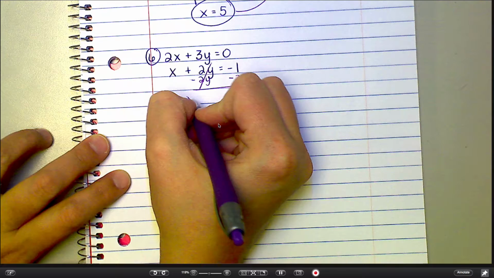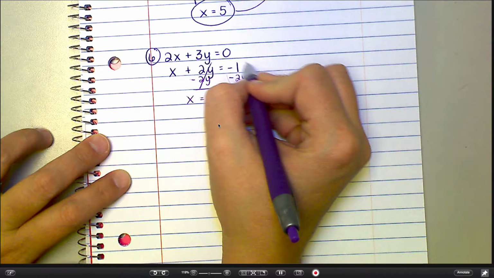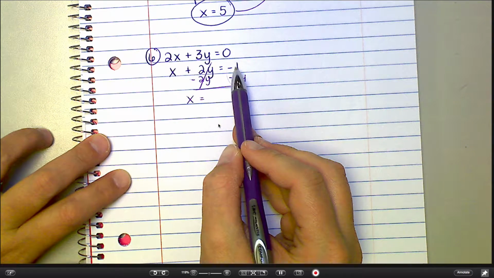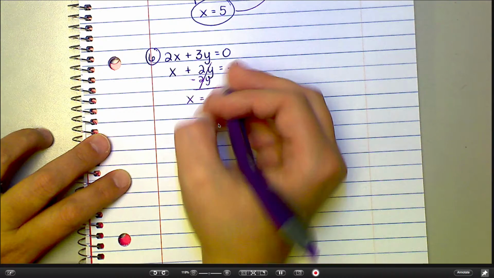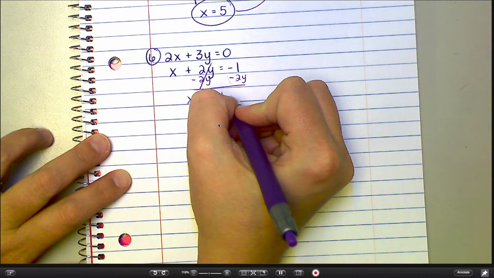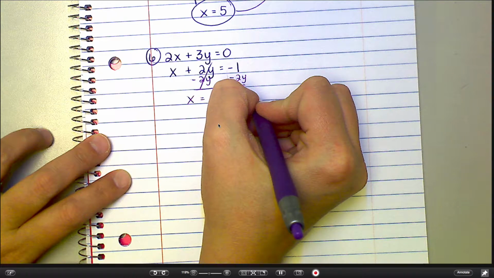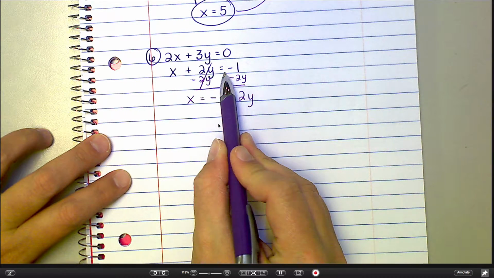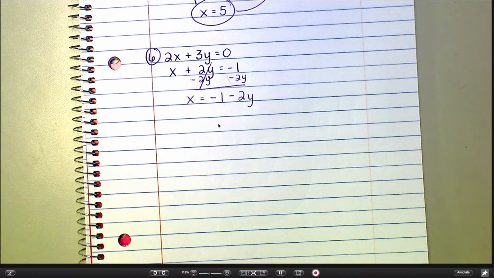So now I have x equals, and over here I don't care one bit if you write this as negative 2y minus 1 or negative 1 minus 2y. I'm just going to keep it the way it's written. So negative 1 minus 2y. Doesn't matter if you're used to putting that in front from slope-intercept form, that's fine.